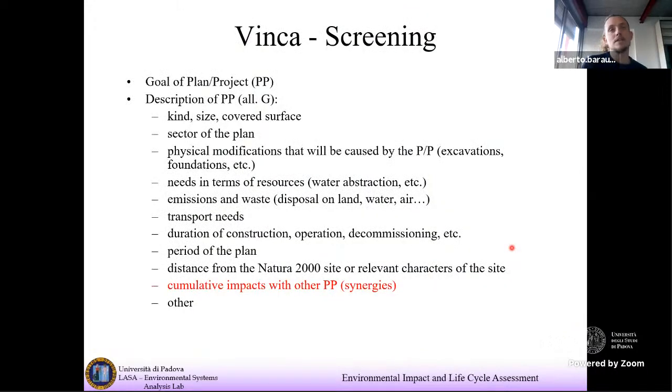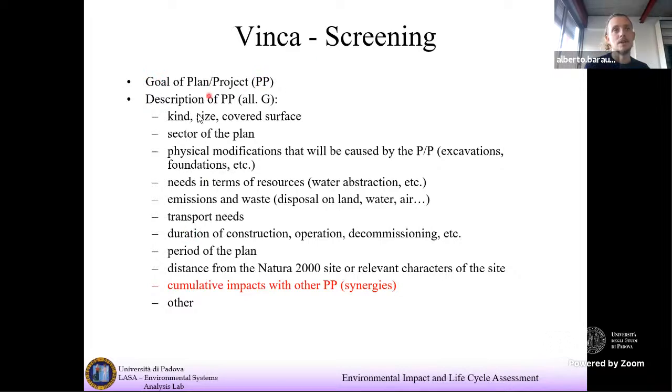So in the screening phase, this is the information that you have to include. Actually, if you search on a search engine, you'll find that the Veneto region has a very detailed guideline about how you can implement this valutazione di incidenza. Okay, but as a general rule, in the screening phase, you describe the goal of the plan or project.